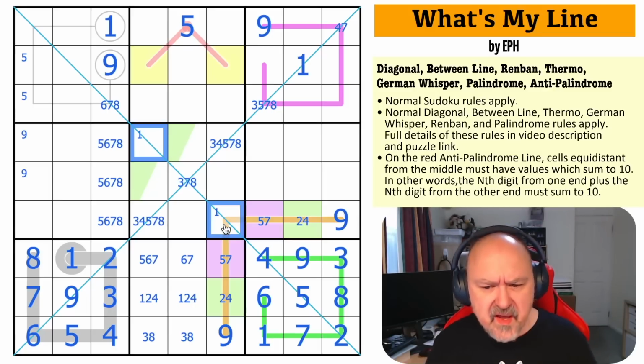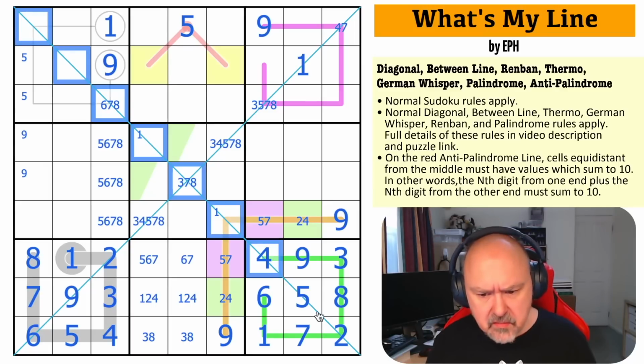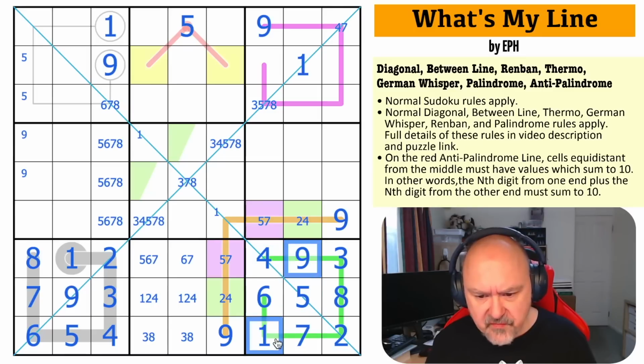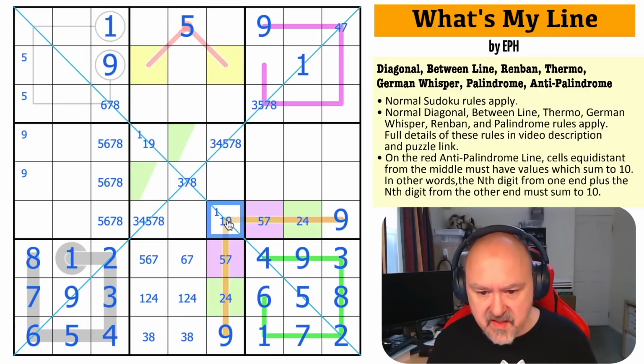This is a 1-9 pair. Where can I put 1 and 9 on this diagonal? Can't put it on the box because it's off the diagonal in the box. I can't put it up here because it's off the diagonal. So it has to go on the diagonal here, but it can't go in the middle because of this 1-9. So this is a 1-9 pair, but there's a 9 there. So this is the 1, this is a 9.